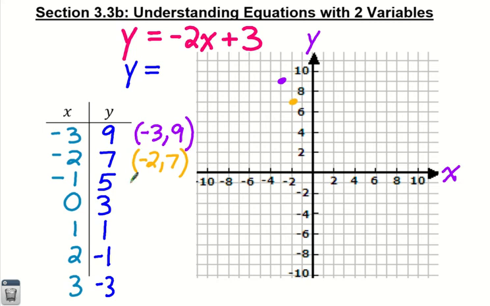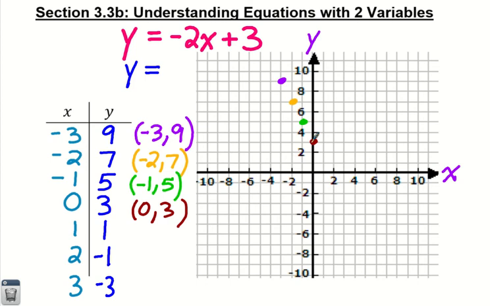And then -1, 5 would be another pairing. So there's that point. And 0, 3, so let's say we go 0 left or right on the x-axis, and up 3, so right there.